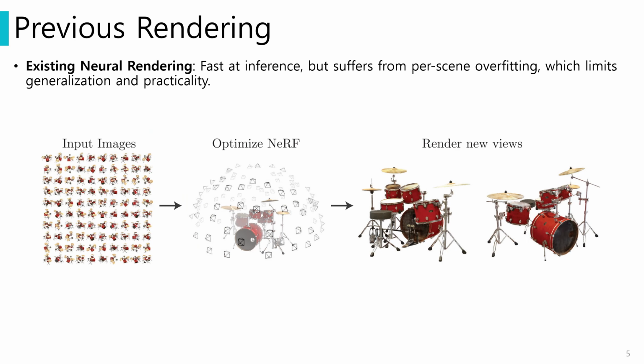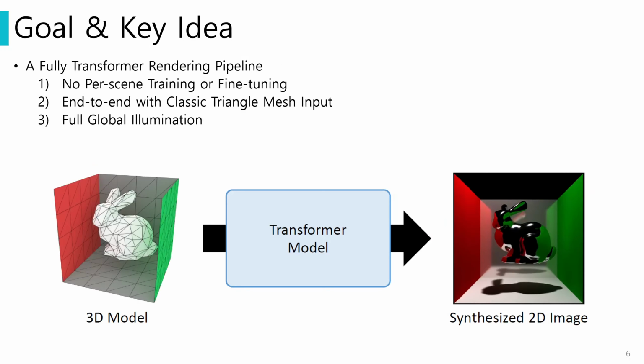To address this speed issue, the field moved toward neural rendering. A landmark example is NeRF. These methods run a continuous scene representation within the weights of a neural network. They are much faster at inference time and produce impressive results. However, they introduce a new critical problem, per-scene overfitting. This means you need to train a new network from scratch for every single new scene. This lack of generalization makes them impractical for many real-world applications. This is the key limitation that RenderFormer directly targets.